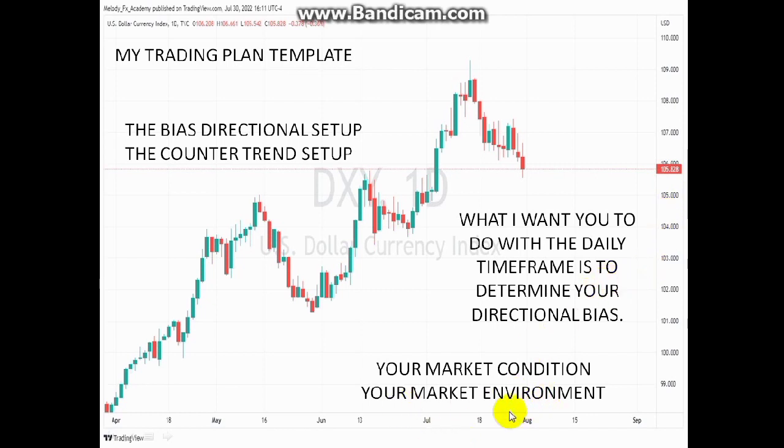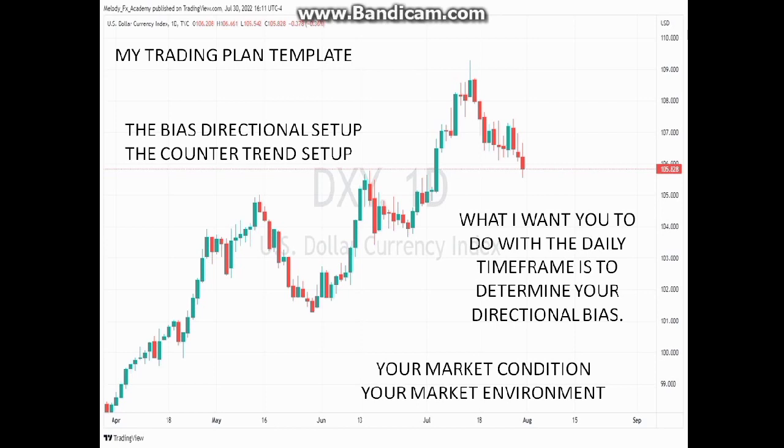And then the next thing that you should check off on your trading plan will be, what is your market environment? In other words, is the market trending, or is it stuck in a consolidation? Is it consolidating, or is it trending? We have two types of market environment, the trending and the consolidating market environment.